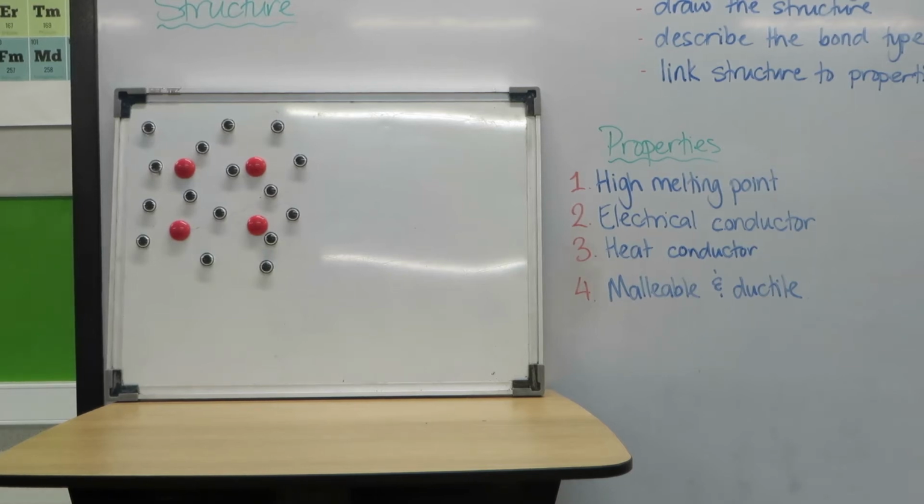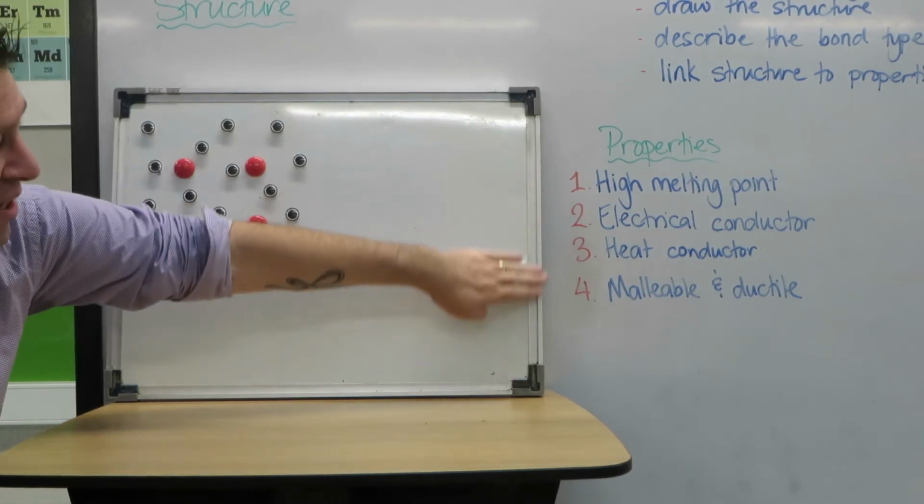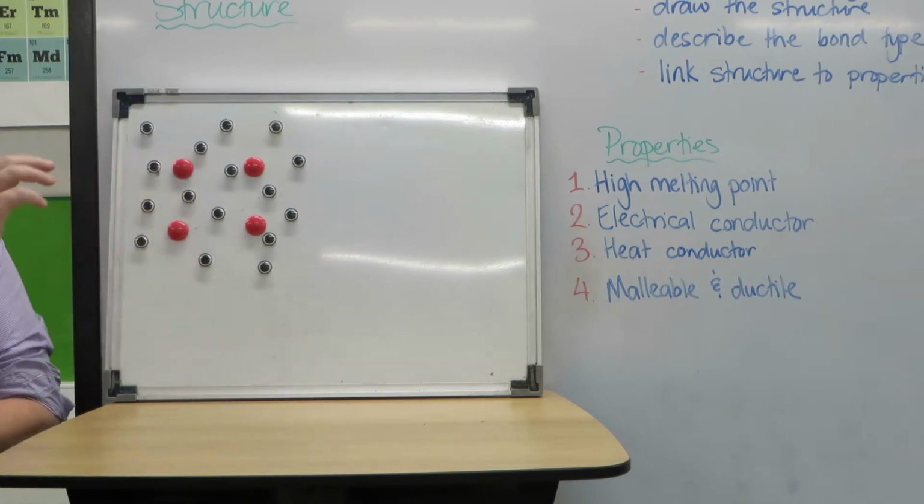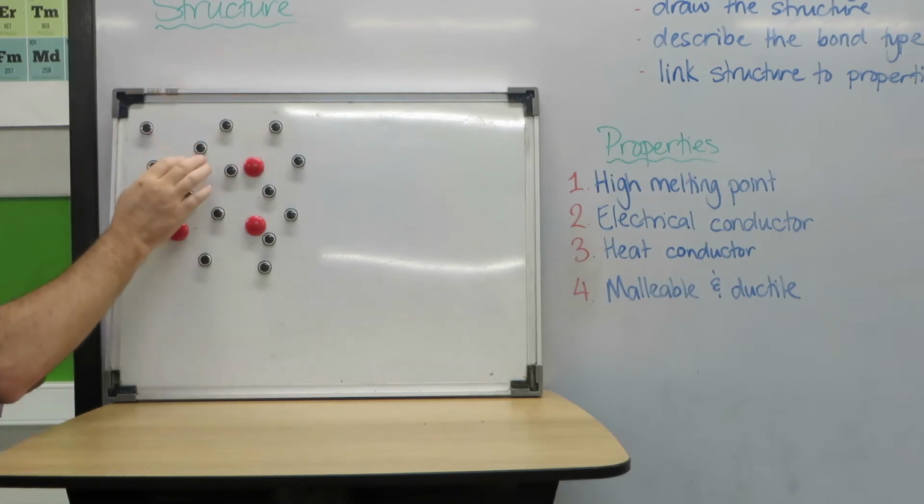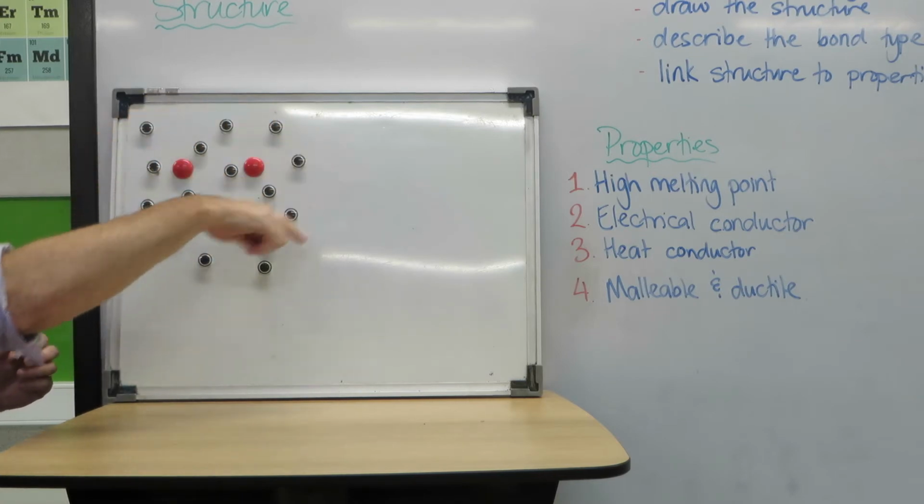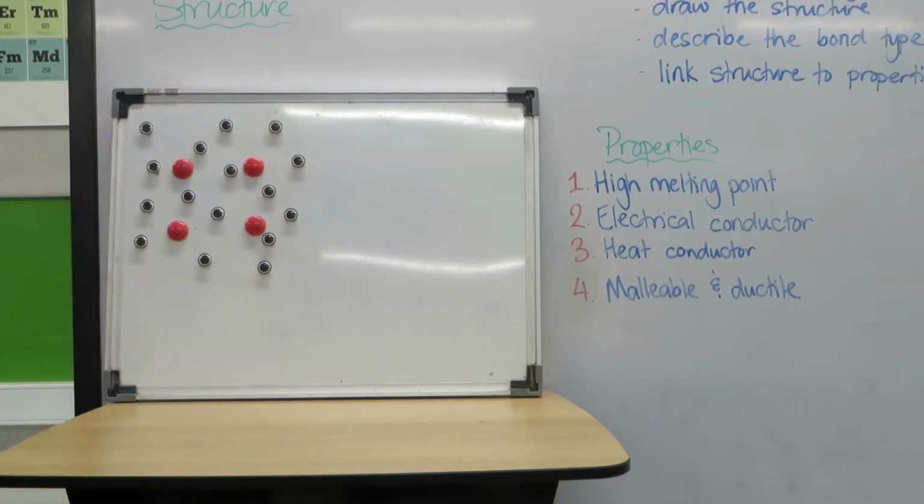Okay, in this video we're going to try to explain all of these four properties that are characteristic of metals. We're representing the structure of our metals with our cations being the red and the valence electrons being the black magnets. The first one we're going to look at is the high melting point.